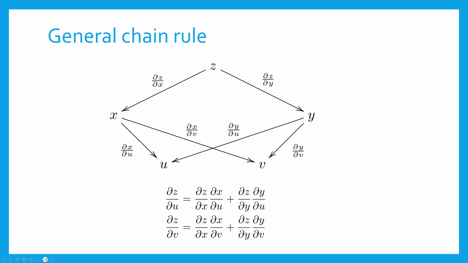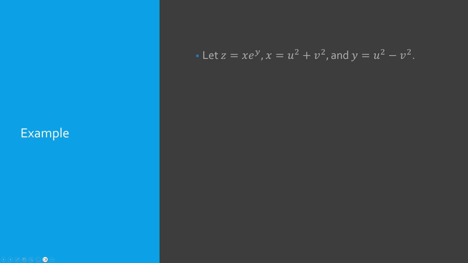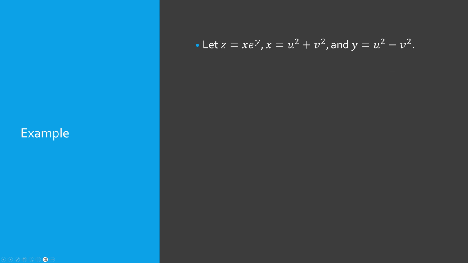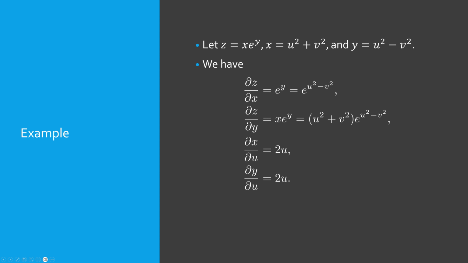So let's try one more example with more variables here. So let's let z be x times e to the y. Let's let x be u squared plus v squared, and y be u squared minus v squared. So if I want the partial derivative of z with respect to u, I calculate delta z/delta x, which is just going to be e to the y, and similarly delta z/delta y. And then I need to go from x to u, and so that's just going to give me a 2u, and from y to u, which also gives 2u, and then we just multiply these together to get our partial derivative here of z with respect to u.